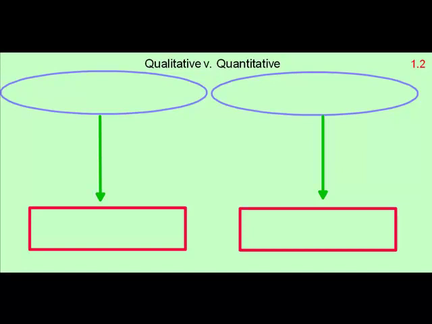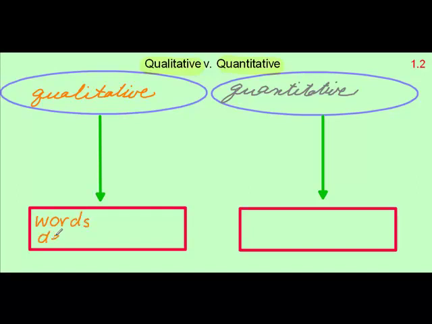There are two major branches of statistics: qualitative and quantitative. In the first, these would be qualitative words or descriptions. In contrast, quantitative data are numbers. To help keep them straight, for qualitative, think L for literature.